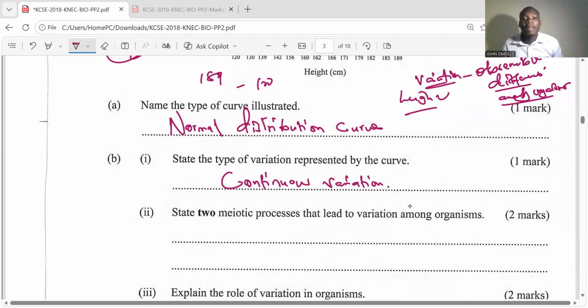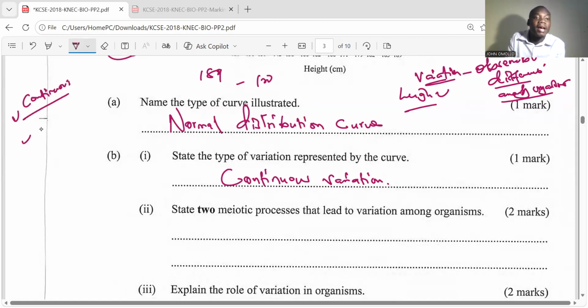So there are two types of variations. Number one, continuous, just like I've said. It is continuous from the graph. Number two, there is discontinuous type of variation. In discontinuous type of variation, the range is defined.